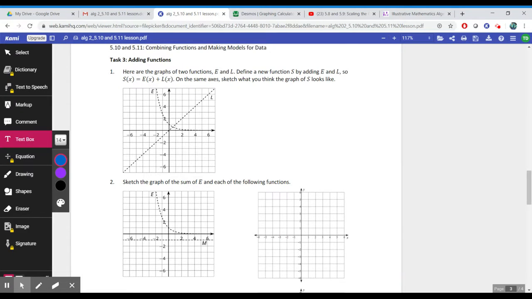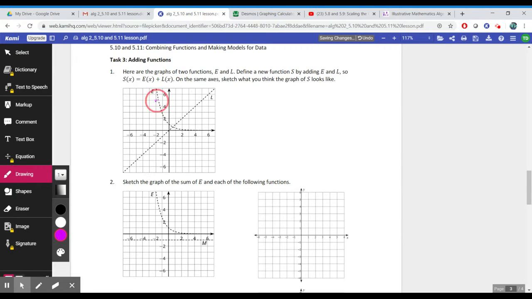We can see at the value -2, E is up here at 7, whereas L is at -2. If we were to add 7 and -2 together, we would get +5. So that means the value of S, which we get by adding the two of them together at -2, is going to be 5. So I'll put a point on my graph right there.